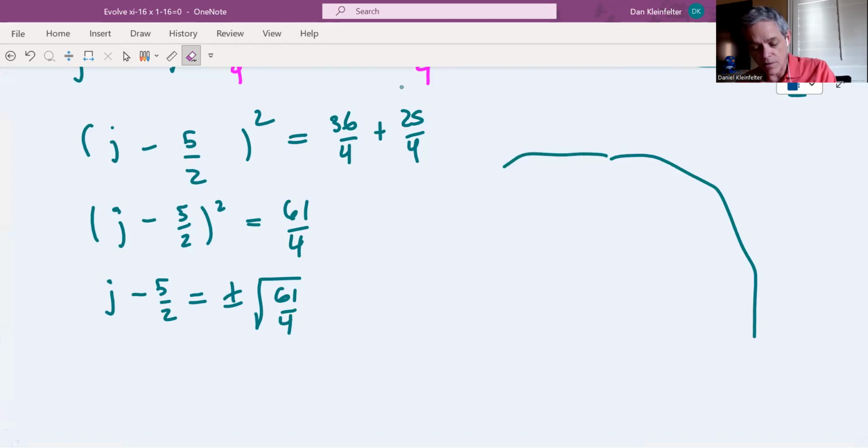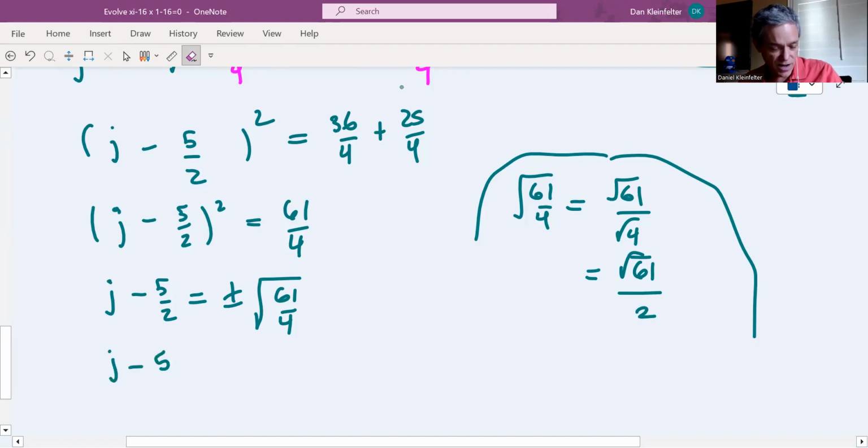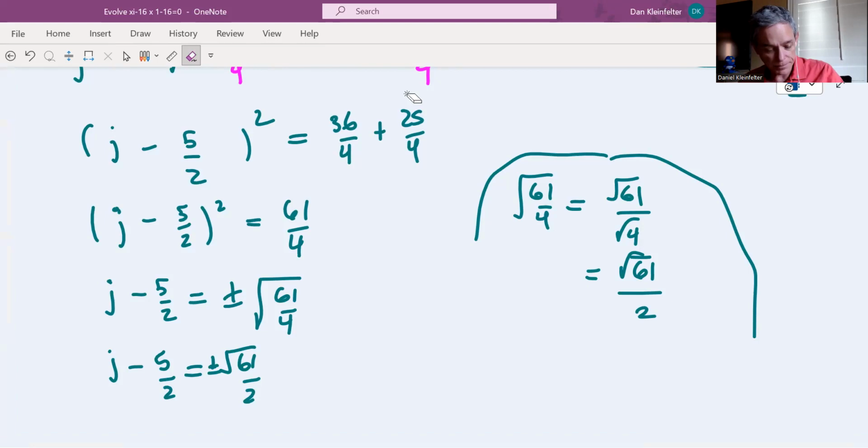So we should get the square root of 61 over 4. That will be the square root of 61 over the square root of 4. And that's the square root of 61, which we're going to leave like that, and the square root of 4 is just 2. J minus 5 halves is equal to square root of 61 over 2. And don't forget that plus or minus sign in there.